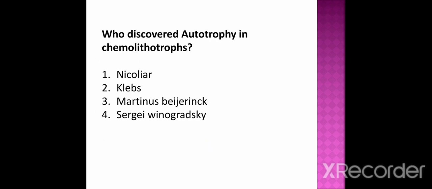Who discovered autotrophy in chemolithotrophs? Option 1 is Nicolaier, option 2 Klebs, option 3 Martinus Beijerinck, and option 4 is Sergei Winogradsky. And the correct answer is Sergei Winogradsky. He was also known as the father of soil microbiology.